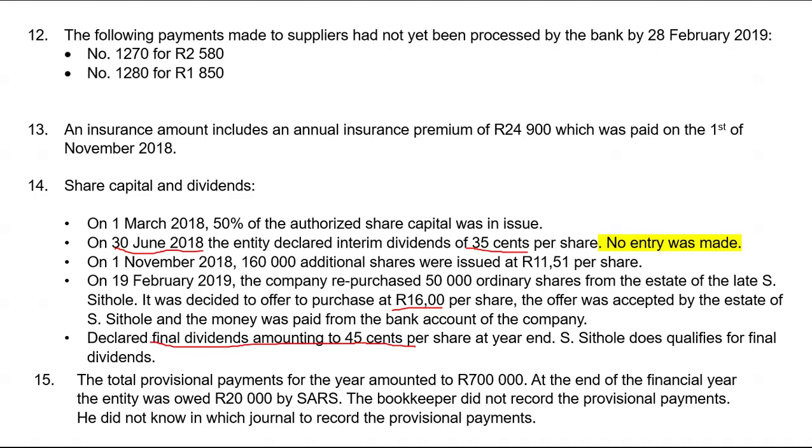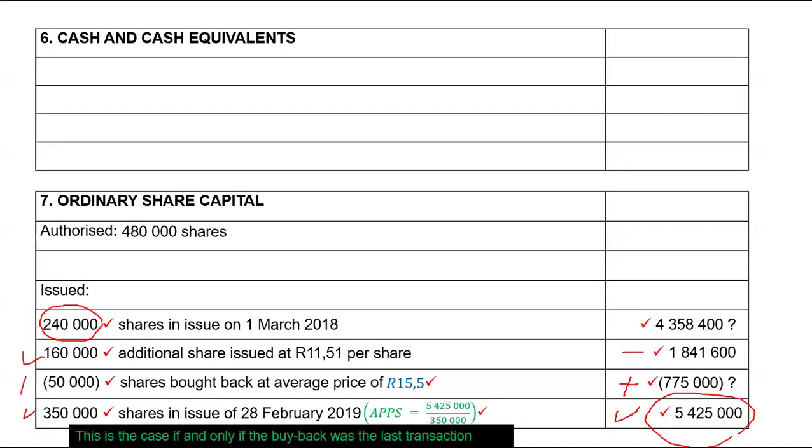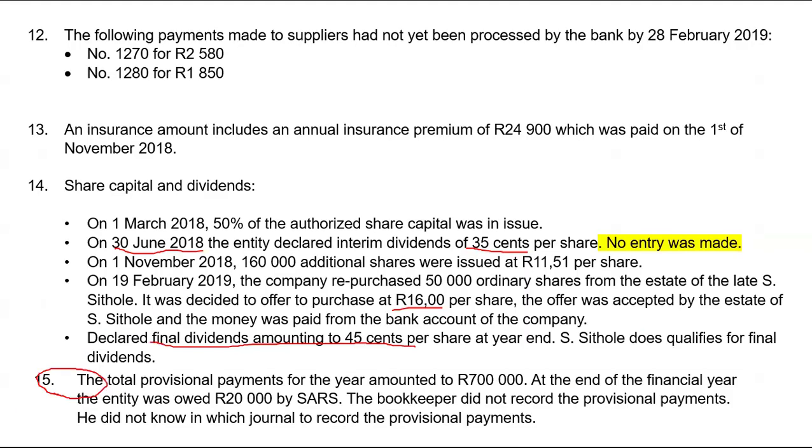Assetole does not qualify for final dividends. I'm going to go again to my ordinary share capital. So if Assetole is the person from whom we bought back the shares, when they say it does not qualify, it means that when we calculate the number of shares issued at the end of the year, we need to exclude their shares. They do not qualify. Already they've been excluded from the 350,000. So we're going to take... oh no, I'm wrong there. They said does qualify.